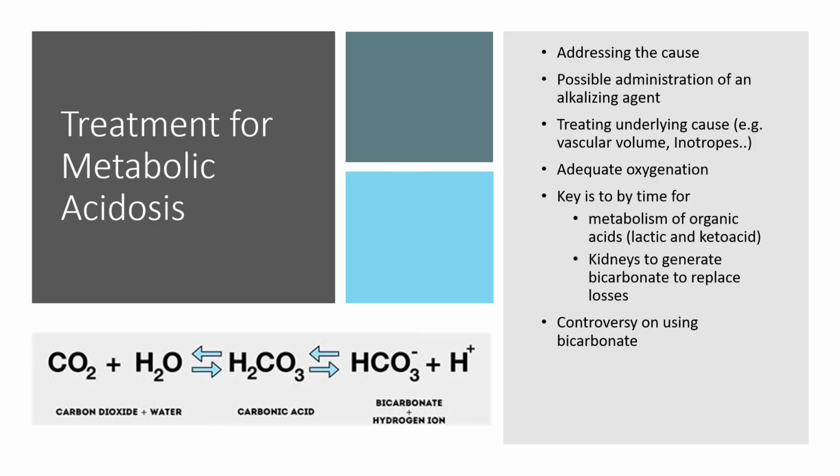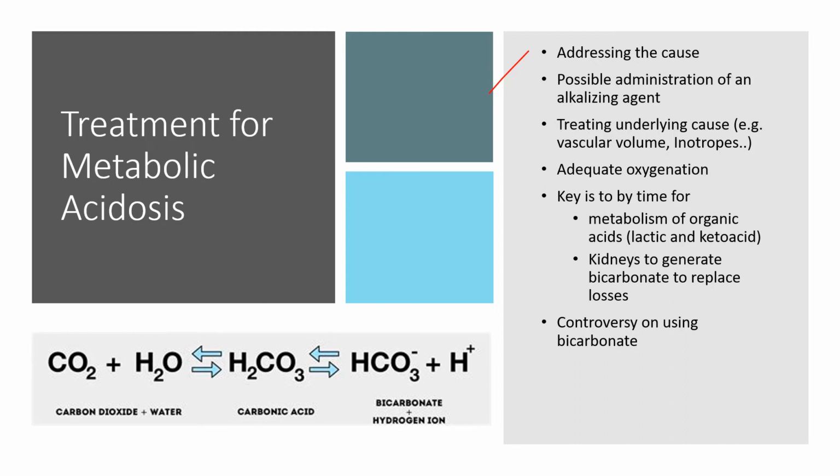So how do we treat a metabolic acidosis? Well, addressing the cause is what I just said. We need to find that cause and treat it. Possible administration of an alkalizing agent. So two big ones would be sodium bicarb, and then the other one would be THAM. THAM doesn't increase your CO2, however, sodium bicarb does. So we have to look at that and make sure that it's an appropriate agent that we're giving the patient and that they would respond to it.